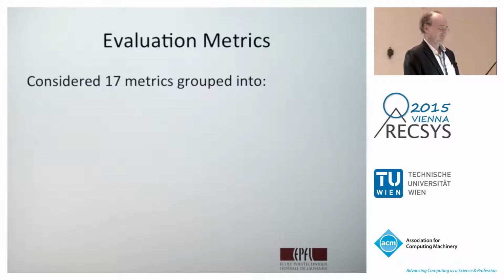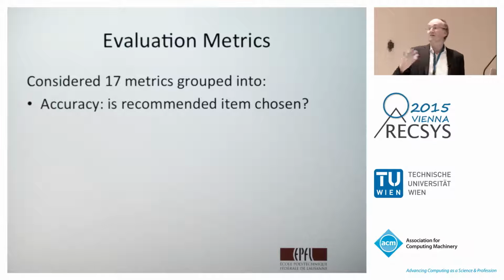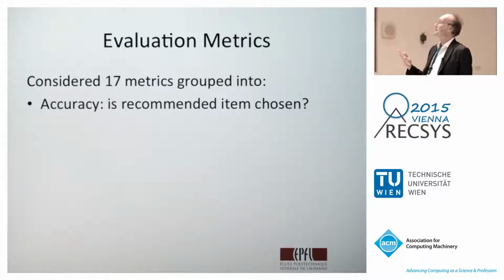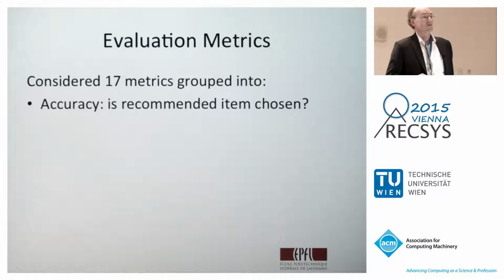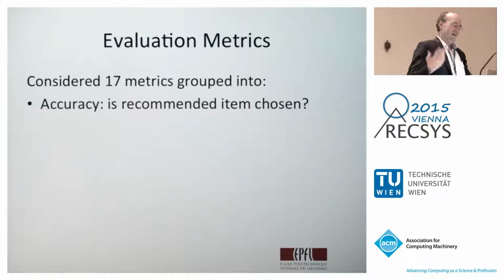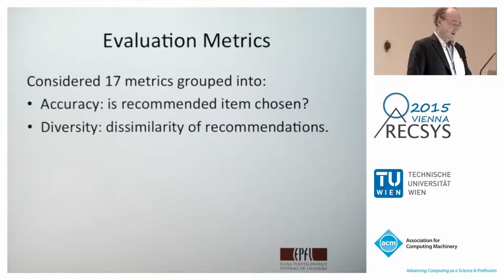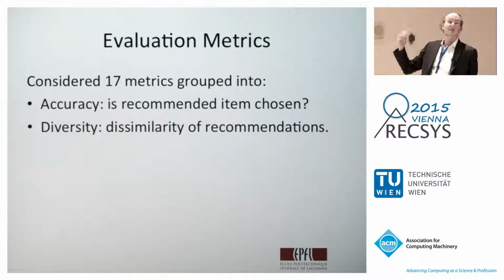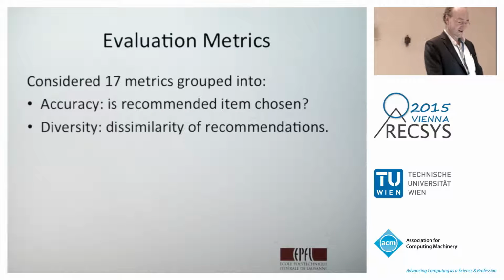In fact, 17 different metrics. The first group are metrics that have to do with accuracy. So typically, there's like RMSE of rating predictions. There is success at K, and so on. Another one is diversity, some form of dissimilarity of recommendations.